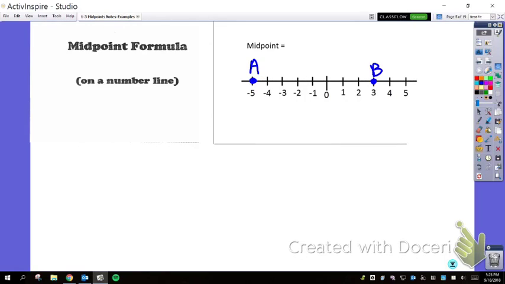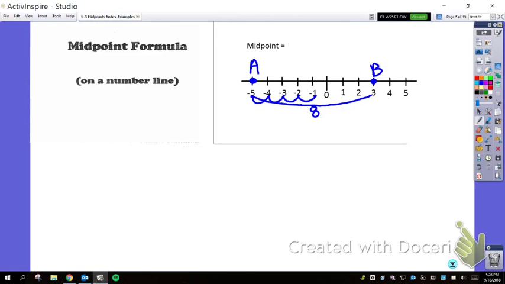When we find the midpoint, we are finding a location that is halfway in between point A and point B. So if we look here, there's two different ways to think about this. The first way is with distance. From -5 to 3 would be 8 units. Half of 8 is 4. So from here to here, we have 8 units. Half of that is 4. So then 4 units would put us at -1. That's one way. The way that we're going to focus on is actually the midpoint formula.